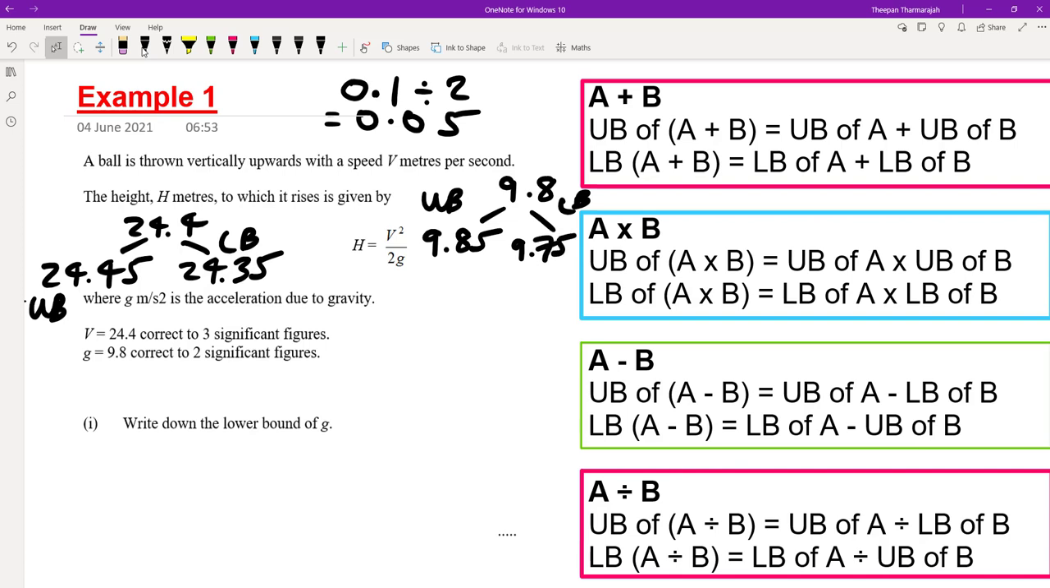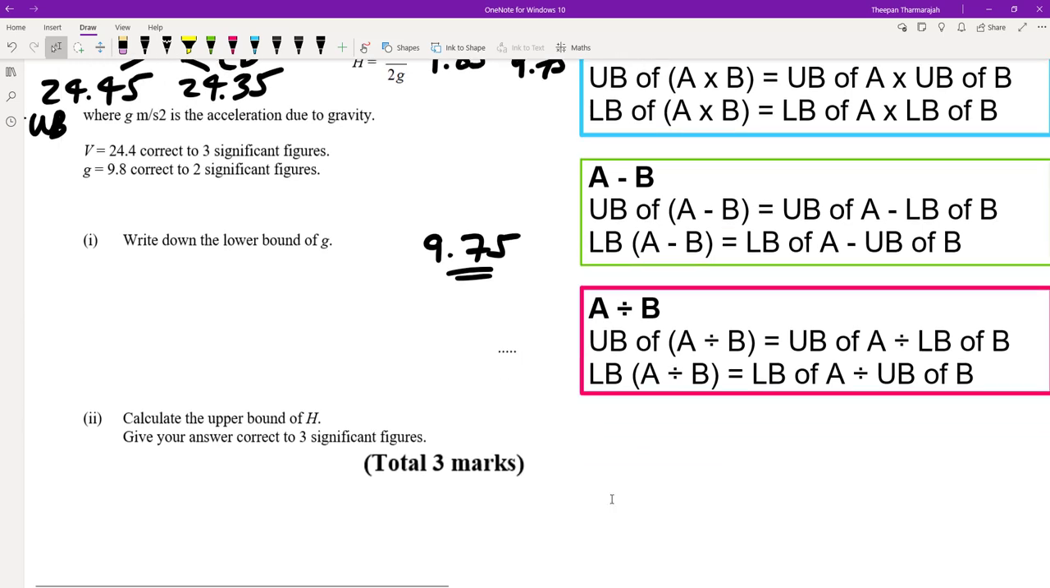So now we've got the upper bound and lower bound respectively. The question says to write down the lower bound of g. We've already done that. That's 9.75. And then the next part of the question says the following. Calculate the upper bound of h, giving your answer correct to three significant figures.